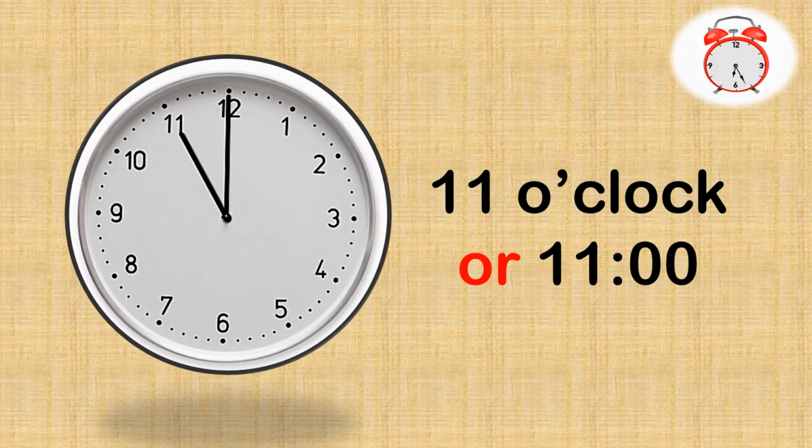Children, can you tell me what time it is? Yes, the hour hand is on 11 and the minute hand is on 12. This means the time is 11 o'clock. We read it as 11 o'clock. We write it as 11 colon 0 0 or as 11 o'clock.